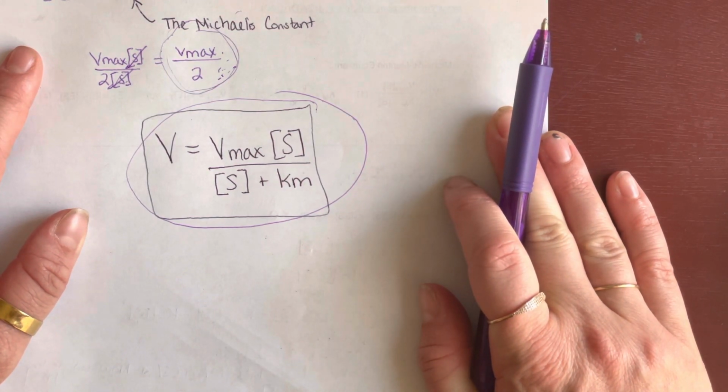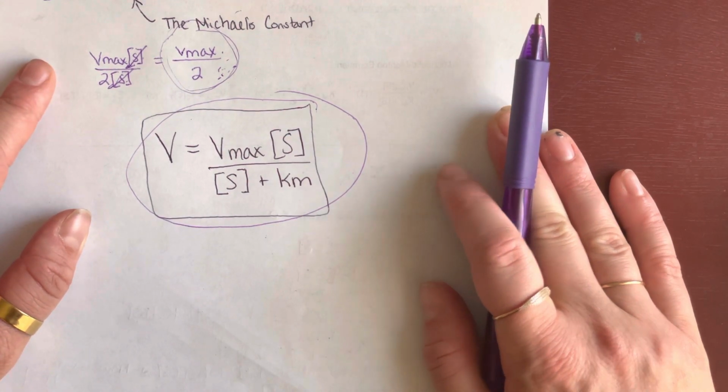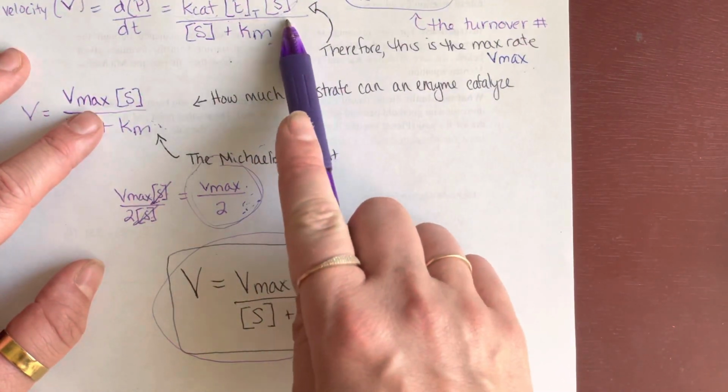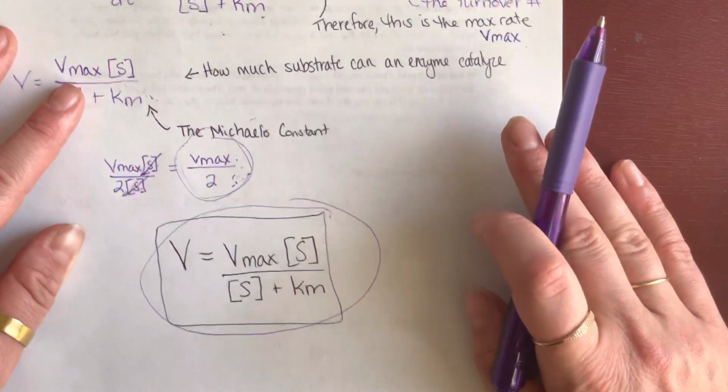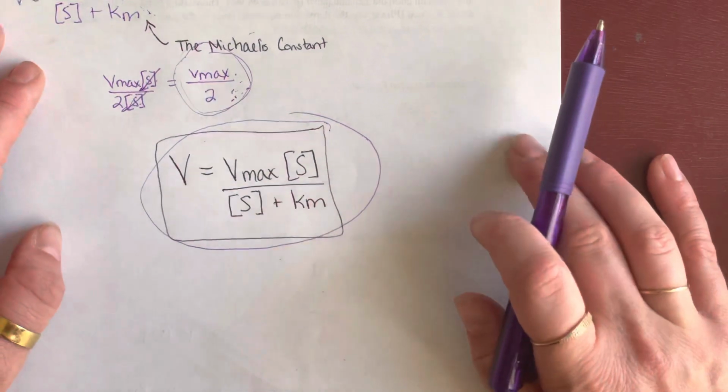Another thing I mentioned: as ES goes up, so does the rate of reaction, which would be shown with that here. I think I covered everything.